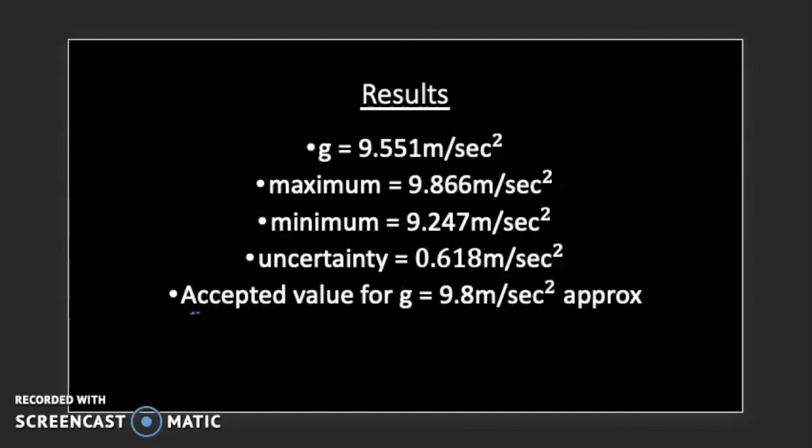So these are our final values. Once again, we have our calculated value, the 9.551. Then we've got both our maximum and our minimum. And if we take that minimum and subtract it from our maximum, we end up with a total uncertainty of 0.618. And our accepted value for g here is 9.8.